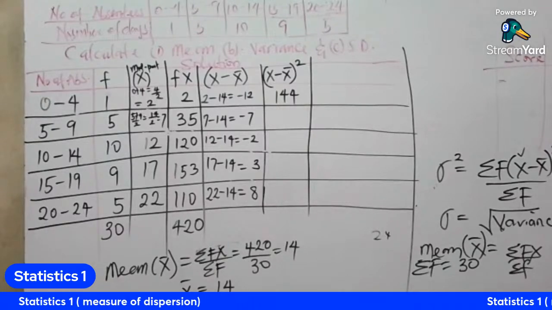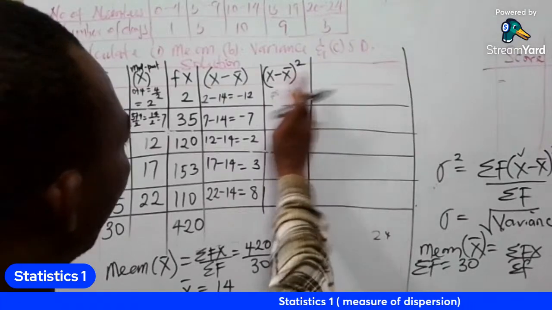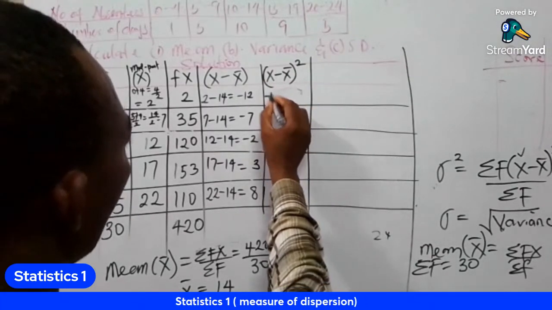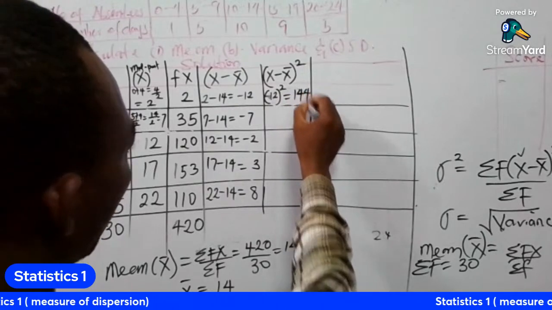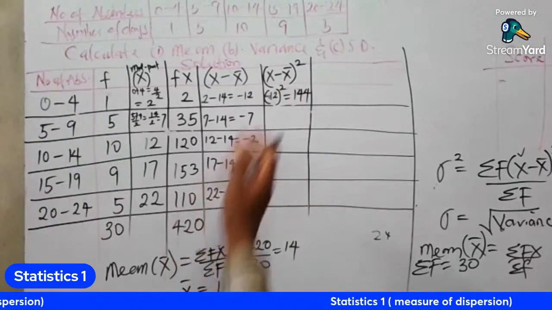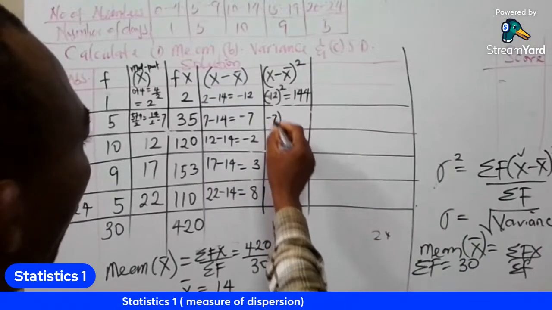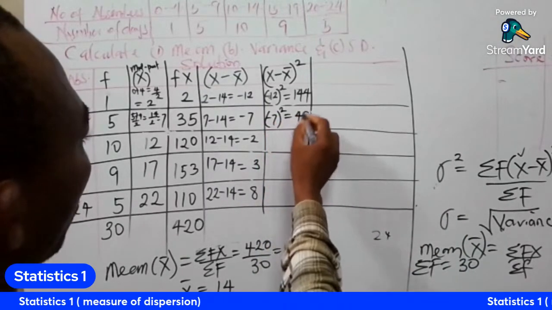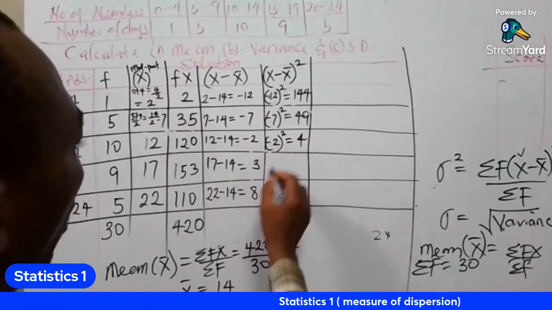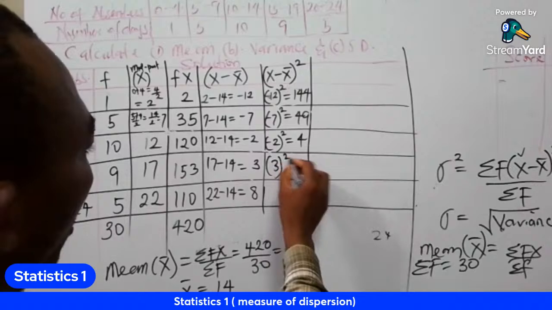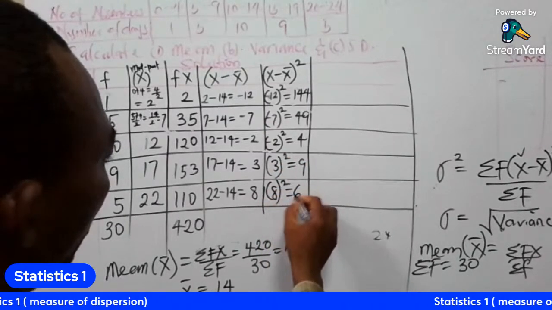So move on to the next one, 7 square. Let me just assist you here. This simply means minus 12 all square, and that will give you 144. It can never give you negative, because minus multiplied by minus will give you positive. So here too, minus 7 all square, and that will give you 49. Here, minus 2 whole square gives 4. Here, 3 all square gives 9. Here, 8 square gives 64.